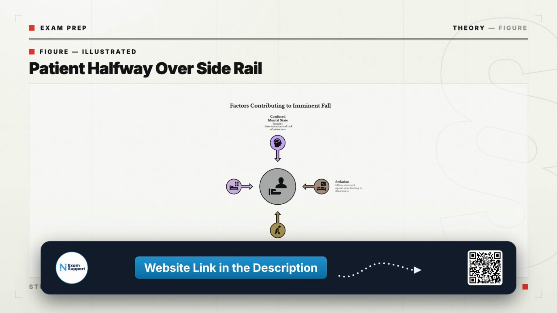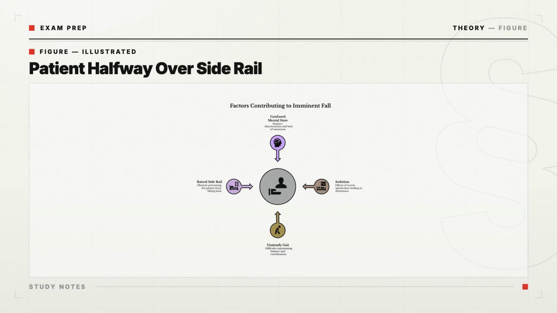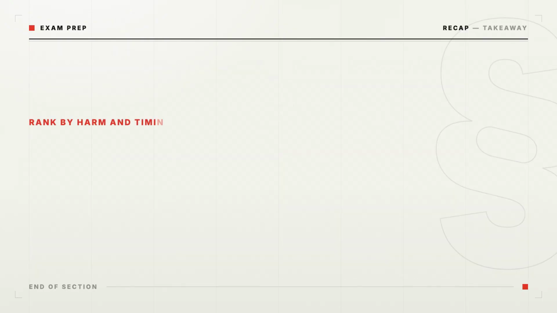Picture a confused older adult, sedated from an opioid given an hour ago, swinging a leg over the side rail with a gait too unsteady to stand safely. Faint, blanchable redness at the sacrum and a history of mild incontinence are present too, but neither can cause harm in the next 60 seconds.